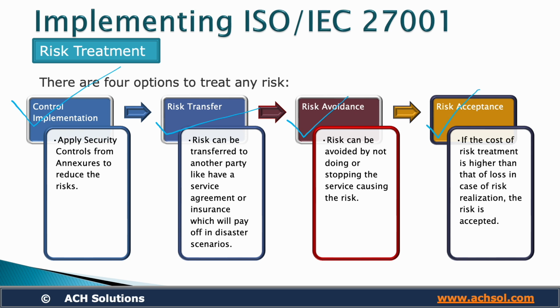And the final one is risk acceptance. In some cases, the cost of mitigating a risk might be higher than the actual impact of the risk itself if it occurs. In these situations, the organization may choose to accept the risk, acknowledging that while it exists, it's not worth the resources required to eliminate or reduce it.